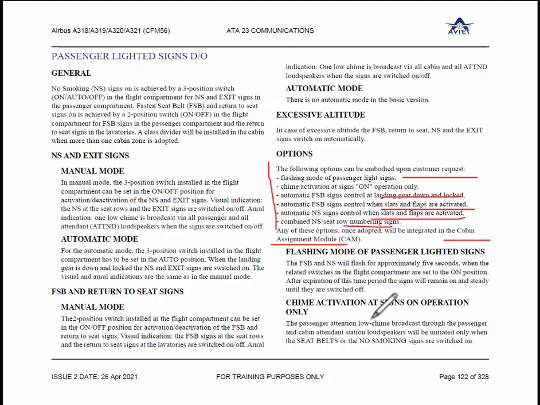Flashing mode of passenger light operations: flash for 5 seconds when the related switch in the compartment is set to on position. Means initially when the pilot puts it on, it will flash for 5 seconds. Okay, so all these options are available.